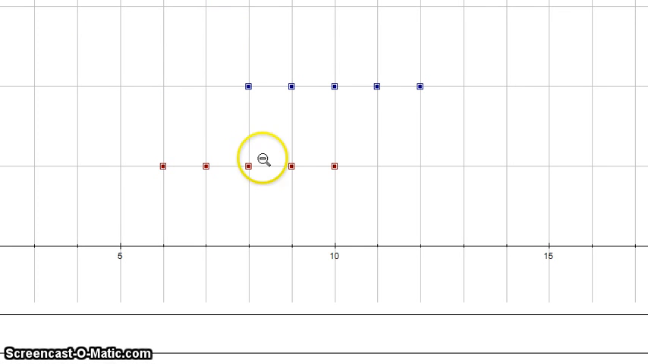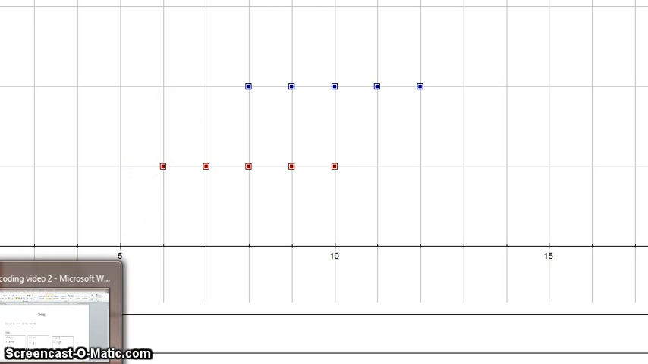And another couple, these two have both got exactly the same standard deviation. They're spread out in the same manner, but they don't have the same mean. The blue set has a higher mean than the red set. So just bear that in mind as we go through this video.